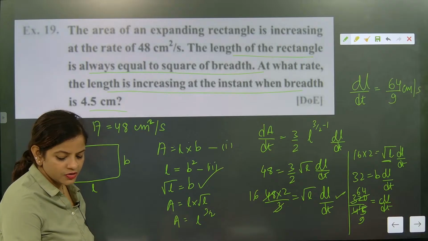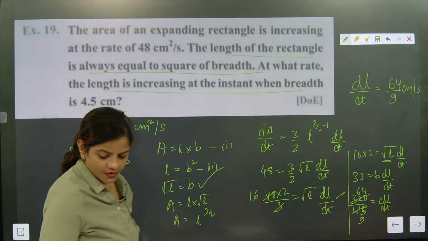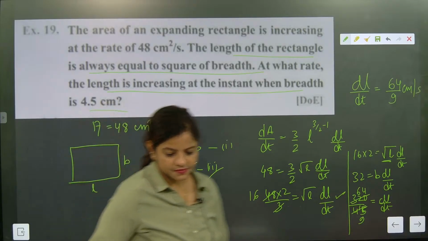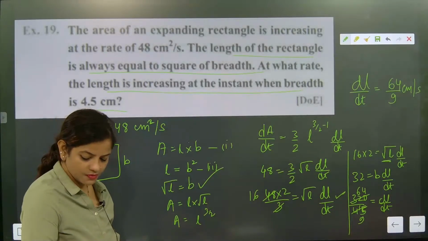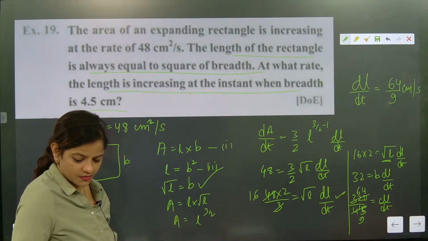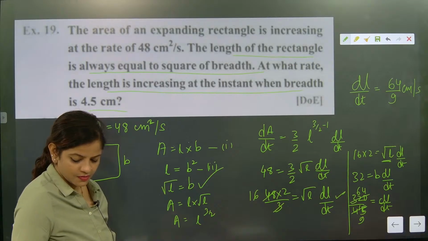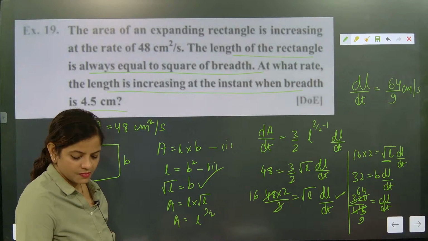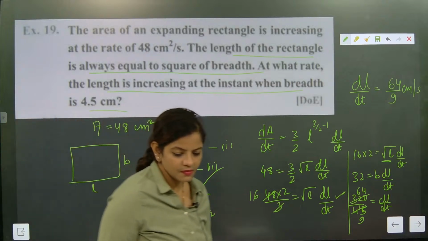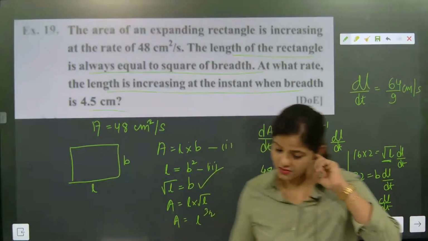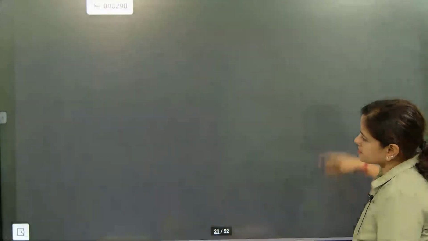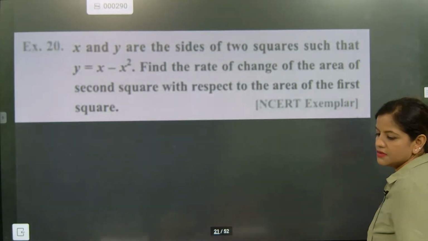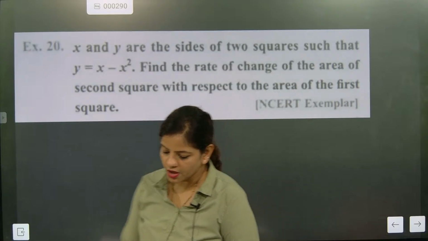I hope you have understood. Till here understood or not? Is it done? We'll go for the next question. NCERT exemplar question. Yes, beta, super. So like this only.